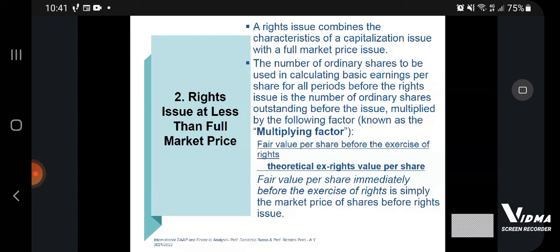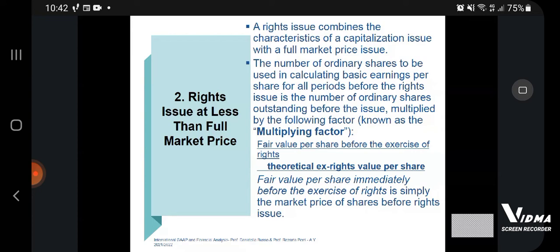Now, as you may imply, theoretical value is not something that exists in reality. It's something that I calculate for the only purpose to apply to the multiplying factor. So again, theoretical X rights value per share is the theoretical price that the shares would have had if I would have issued them in the market with their market price. Okay? Now, if I may continue to the next slide, is it okay with this one?